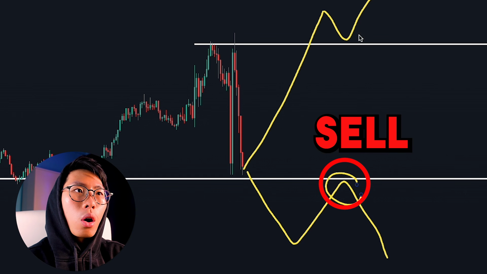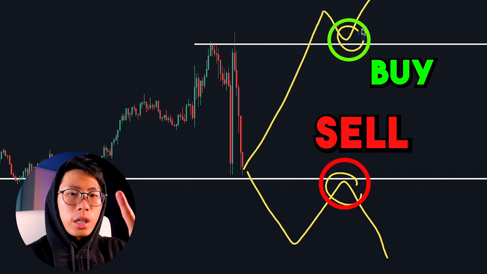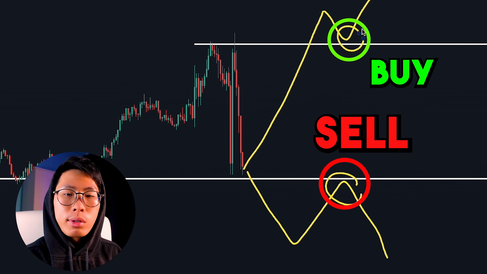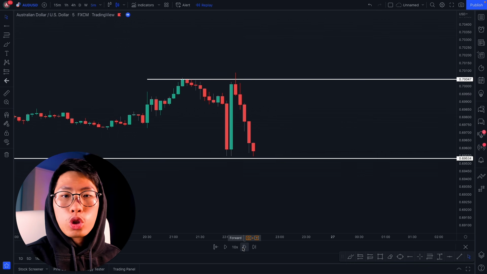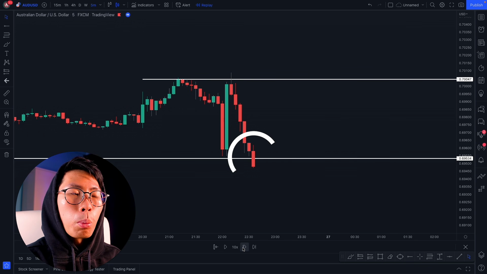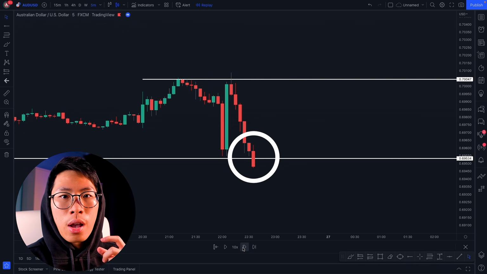So you sell here or you buy here. Those are the two choices that you have. So right now, we want to see what price does next. Does price break through the high or break through the low? So we still wait, and you can see right now, price just broke through the last higher low.